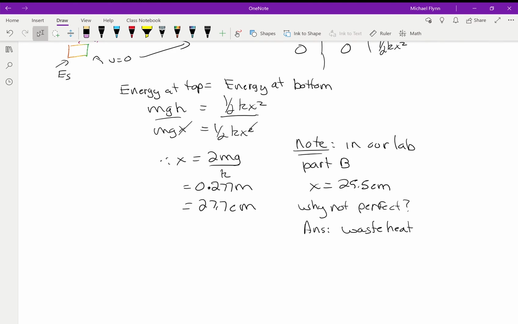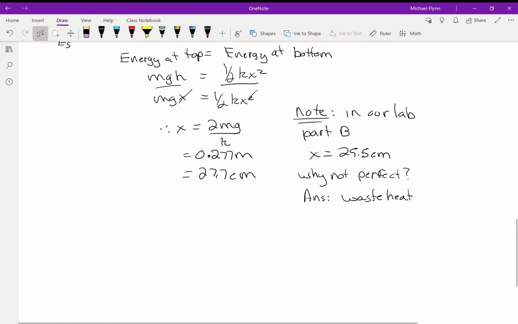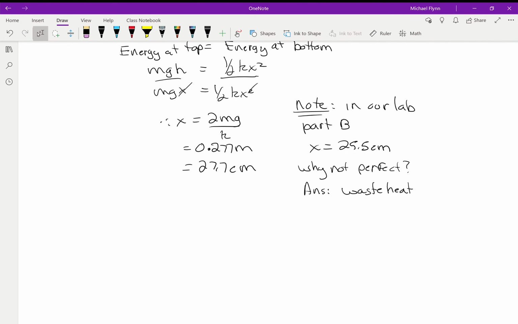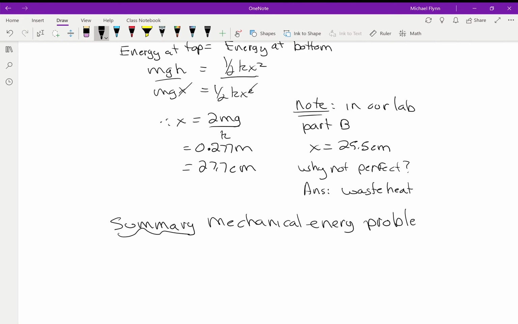Okay, now this will add a layer. Okay, I just want to put summary. This will add some level of difficulty to the problems you're going to solve. You'll see what I mean. Summary for mechanical energy problems. So problems involving conservation of energy.